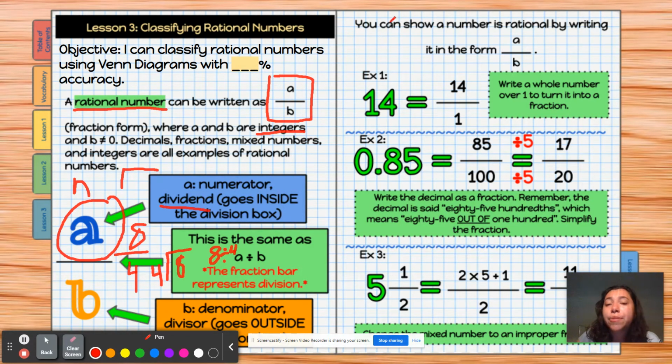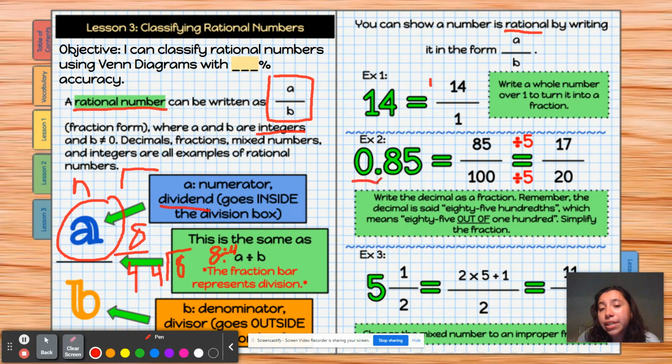Now, as you go here, you can show a number is also rational, okay, by writing it in this form, a over b. Here's an example. If we have 14 and it equals 14 over 1, that just means it's 14 whole, right? We write a whole number over 1 to turn it into a fraction. Okay? So we have 14, we do 14 over 1. If it was 2, it'd be 2 over 1. That's how we get a whole number into a fraction.